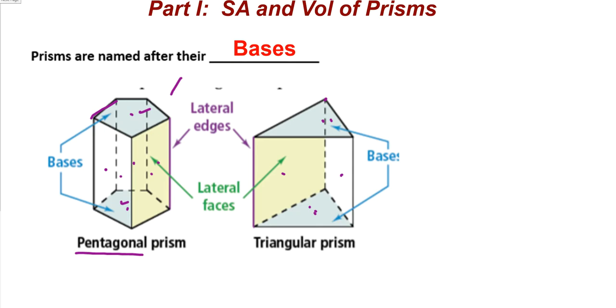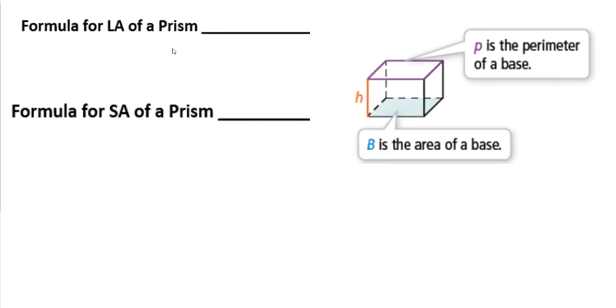Let's get moving on. So the formula of the lateral area of a prism is very similar to that of a cylinder. It is basically perimeter times height. So lateral area is equal to perimeter times height. In a cylinder, your perimeter was the circumference of a circle. Here, your perimeter is just the perimeter of the base.